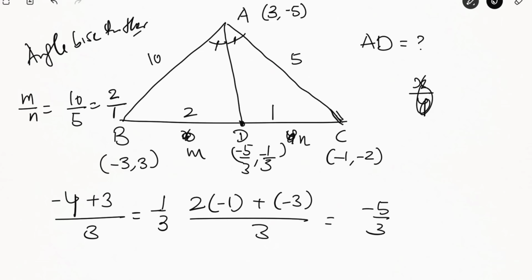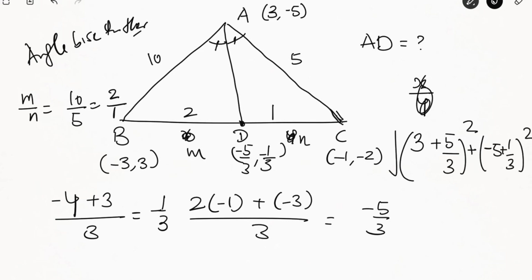Now we know the coordinates of A and D. We can easily figure out the distance between these 2 points, and giving the final answer, the distance will be, 3 plus negative will become positive, 3 plus 5 over 3 squared. I'm just applying the distance formula, and -5, negative, positive, 1 over 3 squared, under root. The answer will be 14 over 3 square root of 2.